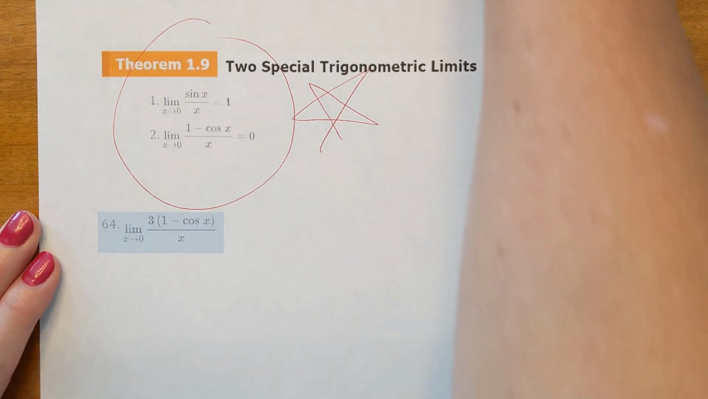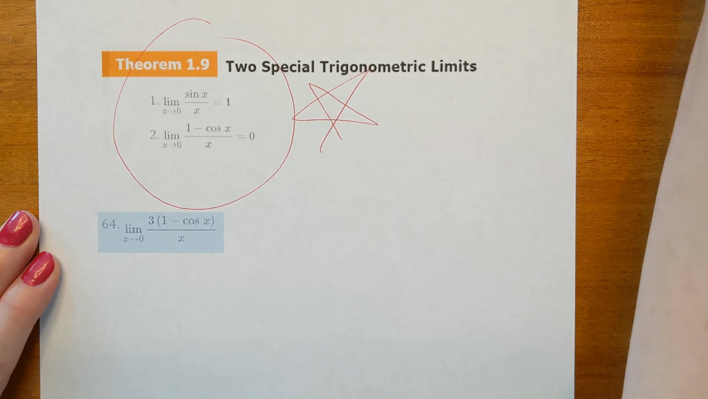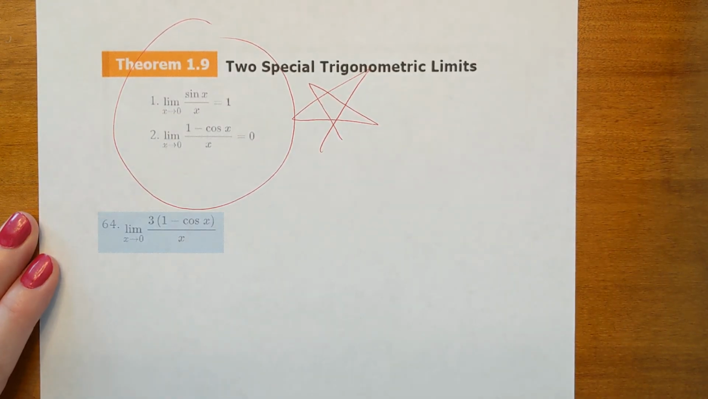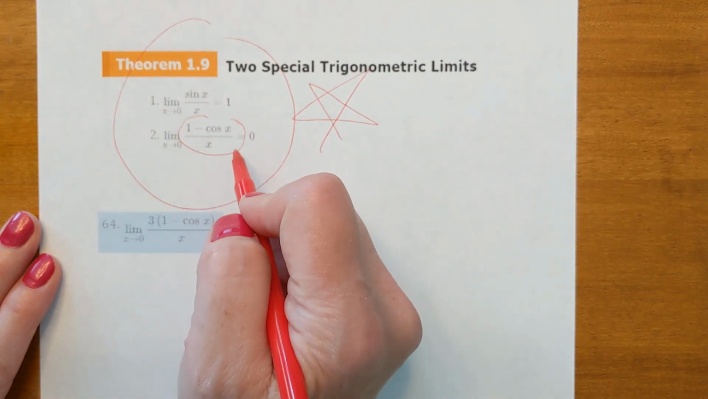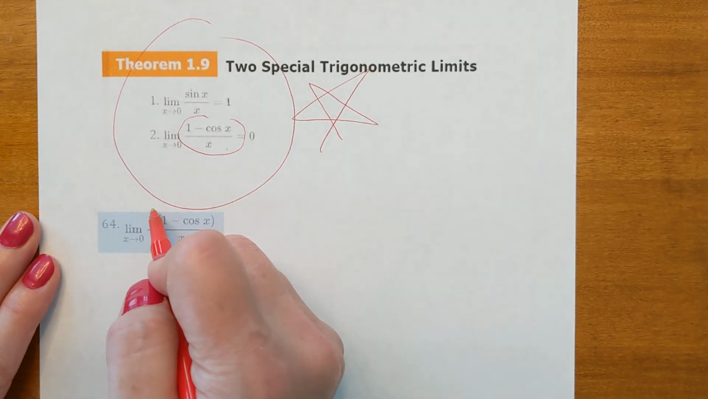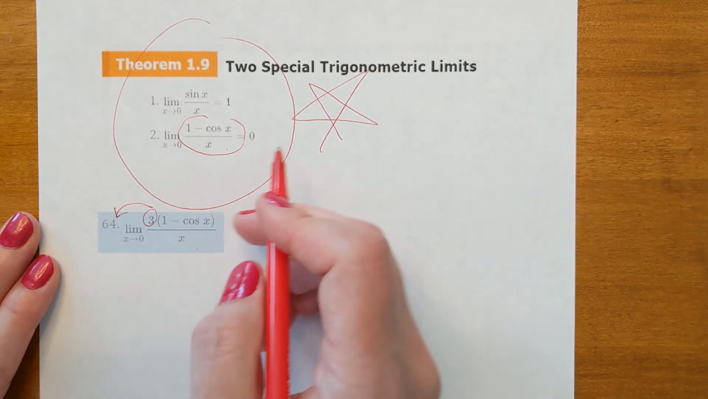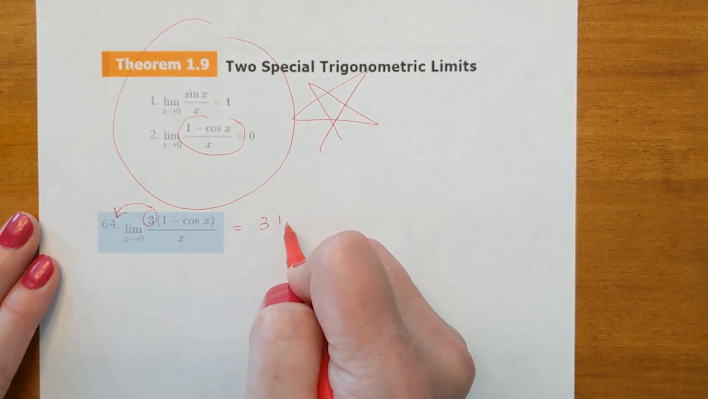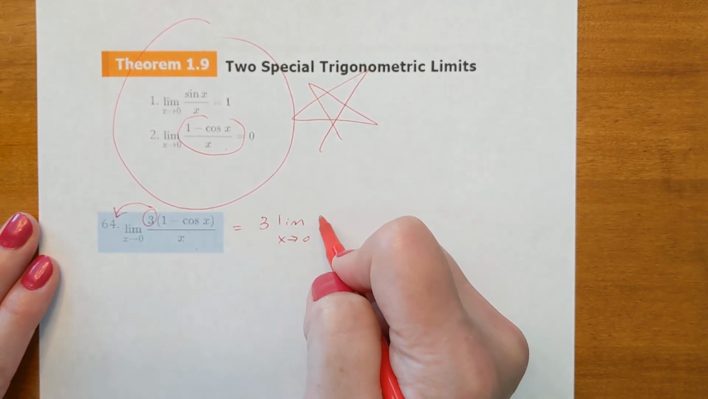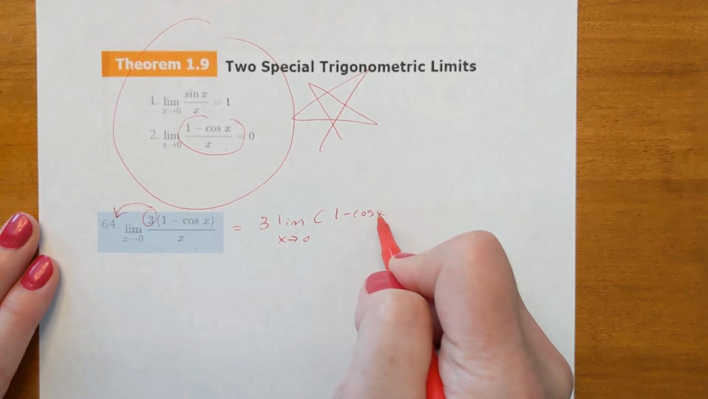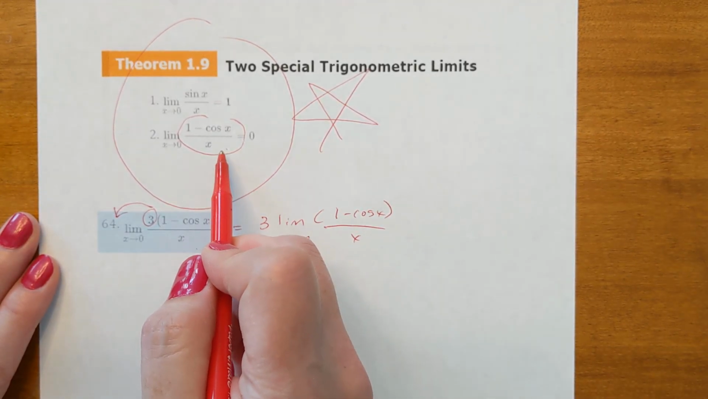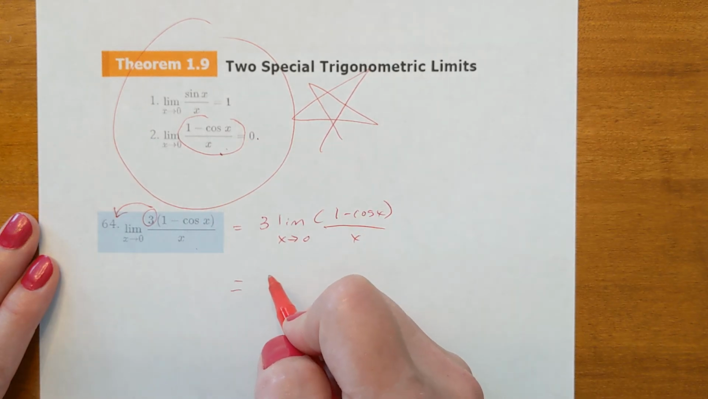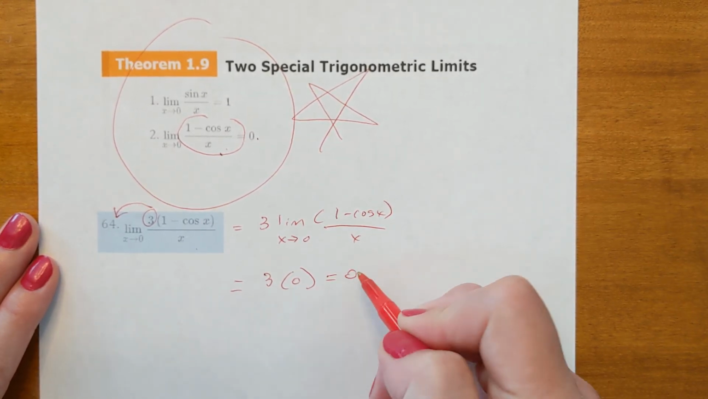Then what you can do on those is clean them up. When you have trig functions that look a little like one of those, what you do is clean it up and make it look like it. So the first one's really quick to make look like this one. The only difference between this and this is the number 3. So just pull the number 3 out in front, which you're allowed to do. So it ends up with 1 minus the cosine of x over x as the limit approaches 0. And by the theorem up here, theorem 1.9, that equals 0. So it's 3 times 0, or 0.